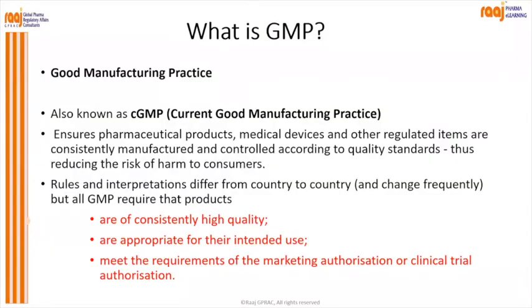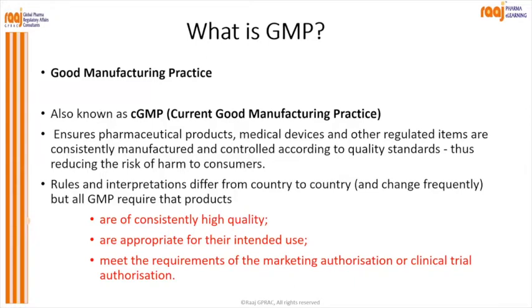We will now define each terminology used in the industry. Let us start with GMP first. GMP is very popular, good manufacturing practices, right? Which ensures pharmaceutical products, medical devices, or other regulated items are consistently manufactured and controlled according to the quality standard, and thus reduces the risk of harm to the consumers. And the rules and interpretation differ from country to country. Why have I written country to country?